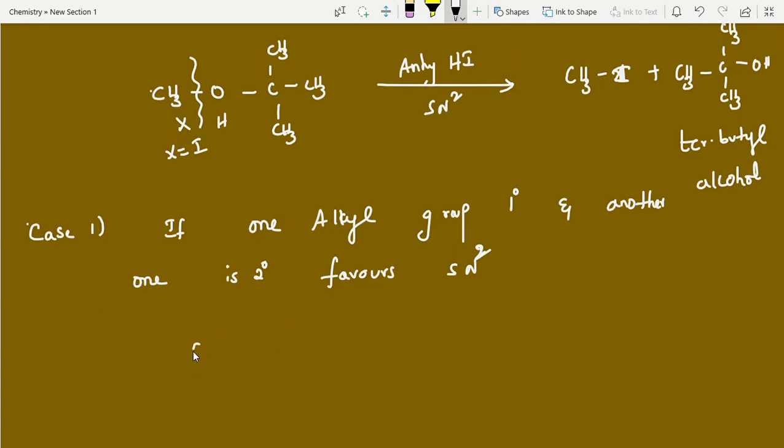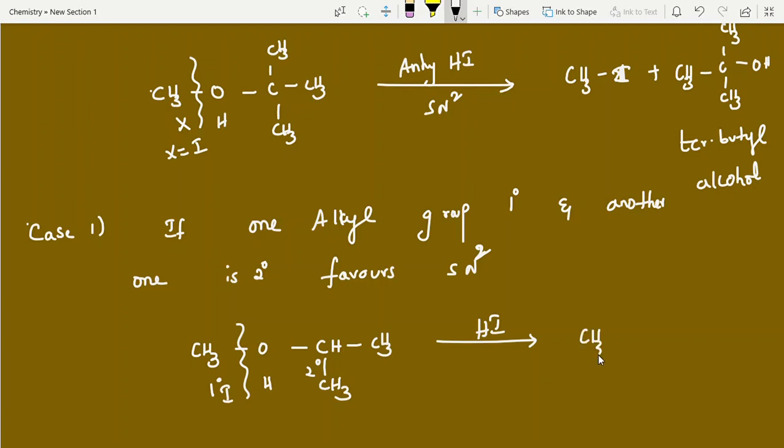Now look into this. I am taking CH3O. Next students, here CH, CH3, CH3. We have to check it. This is primary, this is secondary. If one is primary, one is secondary, and you are using HI here, what happened? It favors SN2. Simple. Just add here I, here OH. That's all. CH3I, CH3, next CH3, just OH. That's it. Okay, clear? That's it. Now, next one, next condition, case 2.